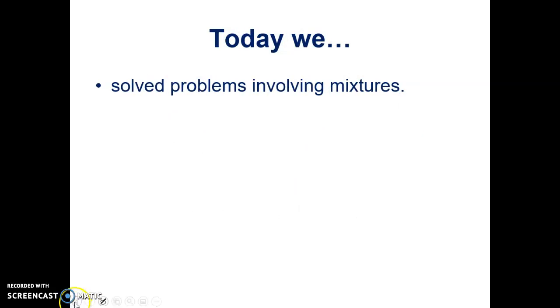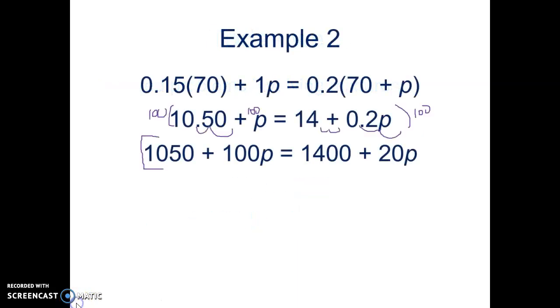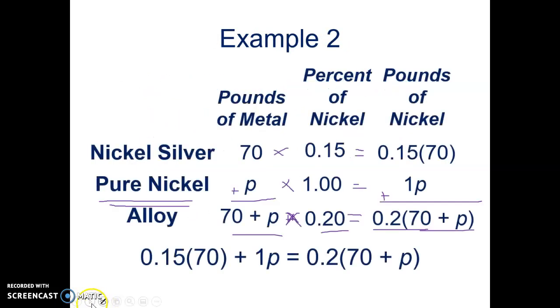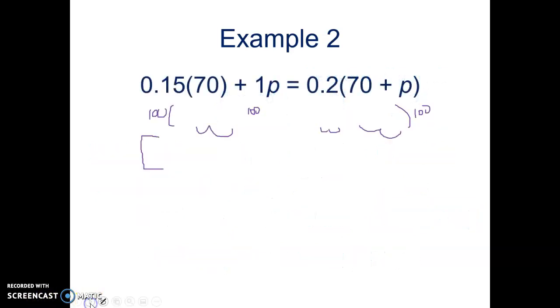If we want to go back and look at 4.375 pounds of pure nickel, let's see if our prediction was correct. We said we would have much more nickel silver than pure nickel, and we had 70 pounds of nickel silver and only 4.3 pounds of pure nickel. So we did have much more nickel silver than pure nickel in our alloy.